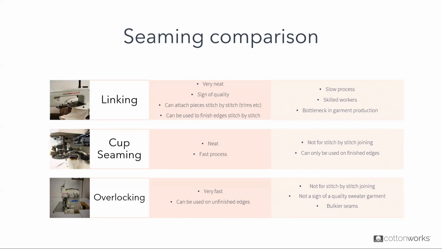These machines are great if we are also trying to put something on stitch for stitch, like a neck trim, as it gives us a really neat finish. This isn't the quickest method of garment construction for knitwear. Cup seaming and overlocking are both much quicker, but they don't lead to such a quality finish.